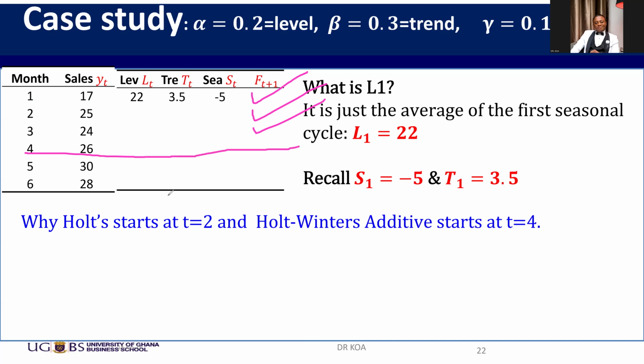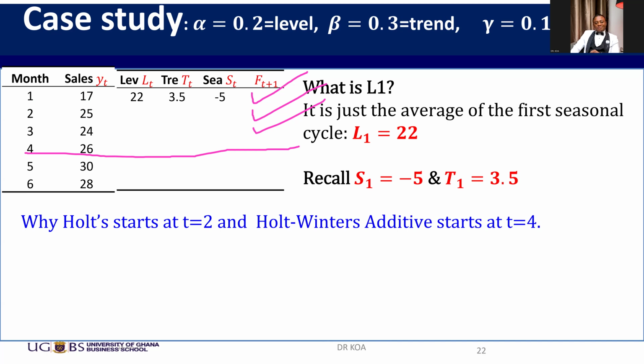So I have a question. Why is it that in this Holt-Winters additive, we are starting with period 4? Why are we starting at T equals 4? I think it has got something to do with the seasonality components that has been introduced in the Holt-Winters calculation. You have an idea? Explain further.